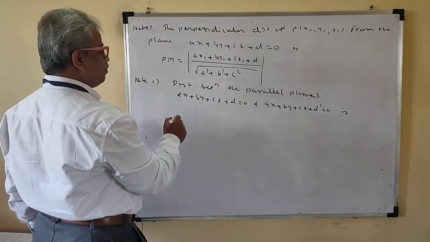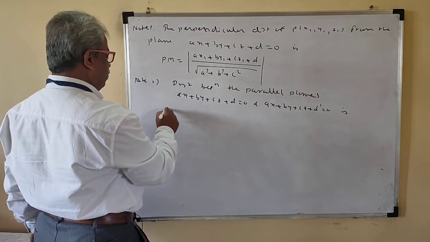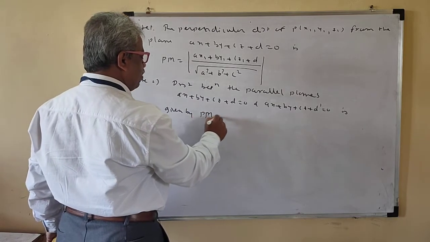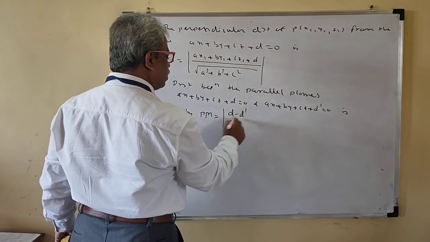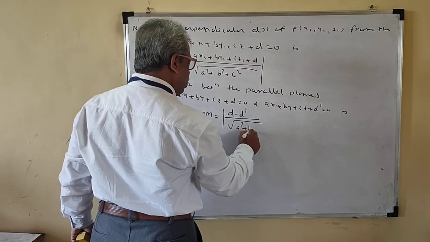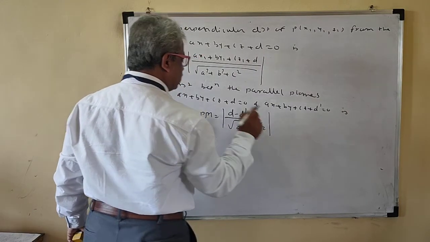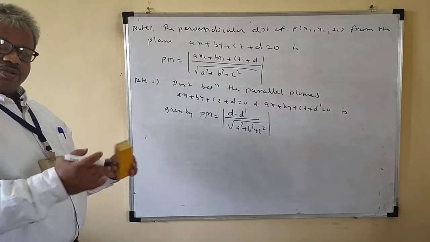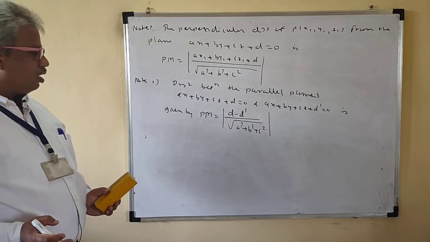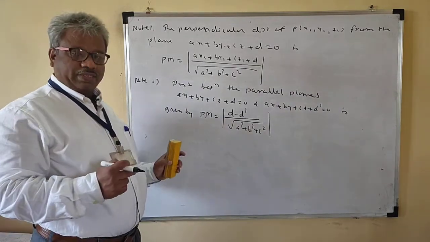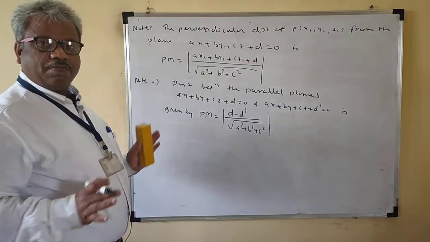The distance is given by PM, which is equal to the mod of d minus d dash, or d dash minus d, upon the root of a square plus b square plus c square. You can take d minus d dash or d dash minus d, whatever you like, because we are taking the mod. This is the perpendicular distance between the parallel planes, or the distance between the parallel planes.